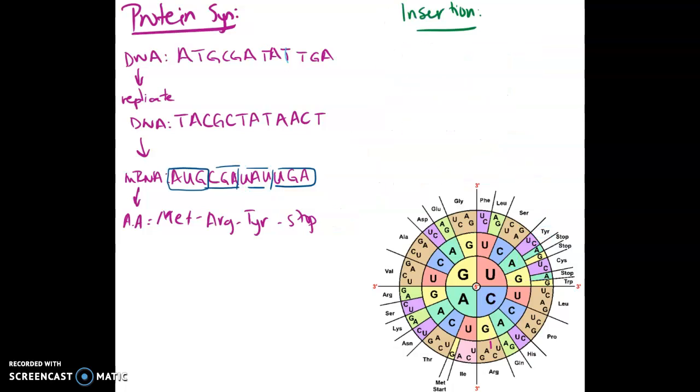Okay, so now let's do the insertion mutation. And remember, insertion is where they add a DNA base into that original sequence. So let's go ahead and do our new DNA sequence with that insertion. So we have ATG, CGA, TTA, CTG. All right, and so if you notice, we have inserted this extra T in. Okay, so going through the process, we're going to replicate it to make another strand of DNA.